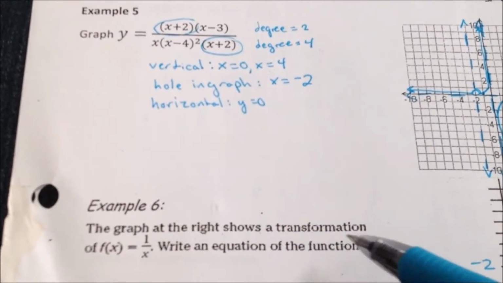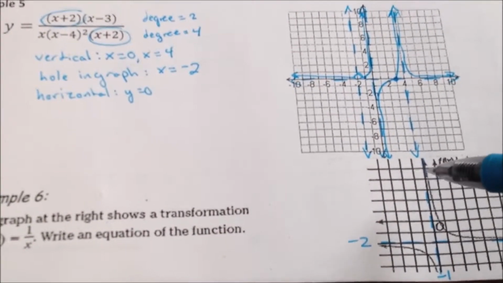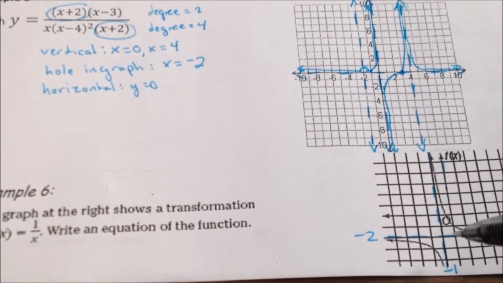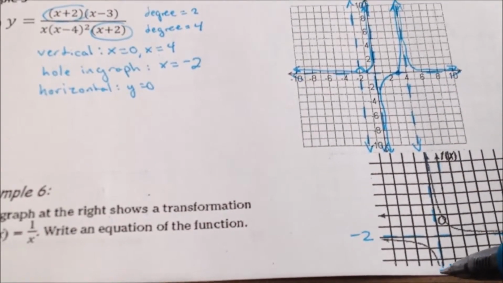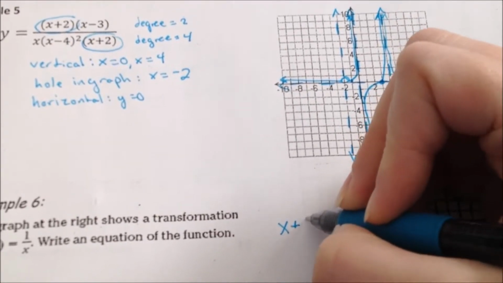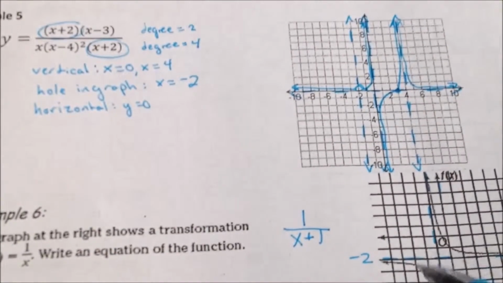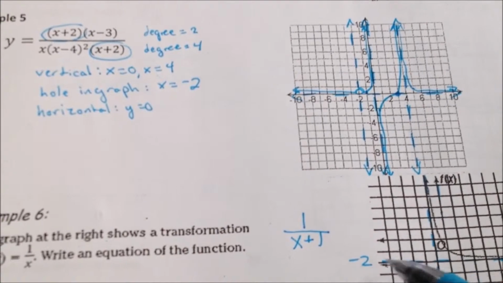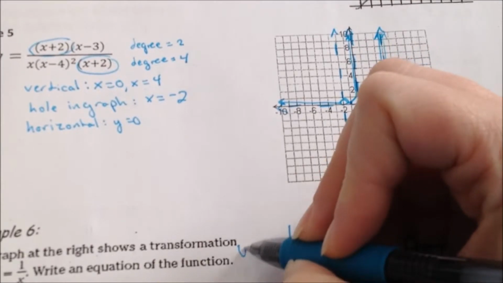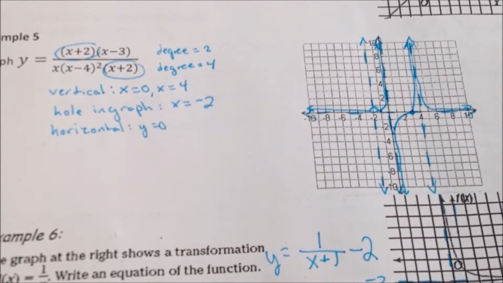Example 6, the graph of the rational function shows a transformation, write the equation of the function. Because we know the rules about transformations, all we have to do is figure out how it's shifted and what that means for the original function. So this has been shifted, so the vertical asymptote is now at -1. That means we added 1 before the function gets applied. So the bottom, instead of being x, is x plus 1. And it's also been shifted downward by 2, because the horizontal asymptote is at -2. So that happened after the function was applied. There we go. y equals 1 over x plus 1 minus 2. Graph it yourself and see if I got it right.